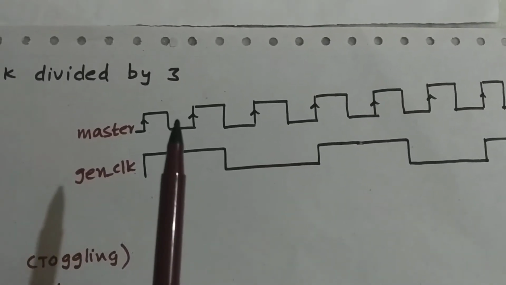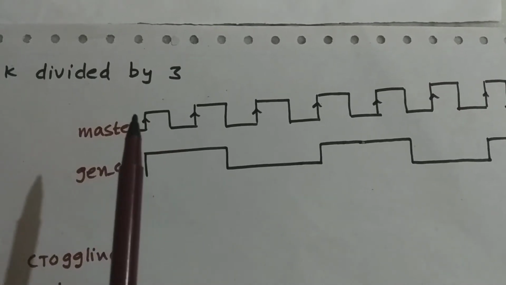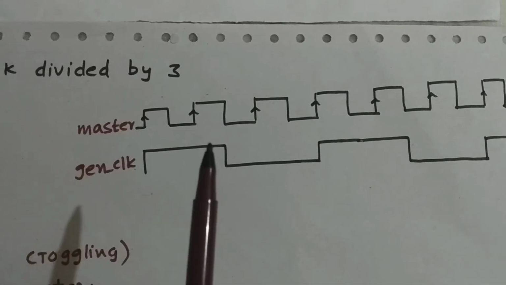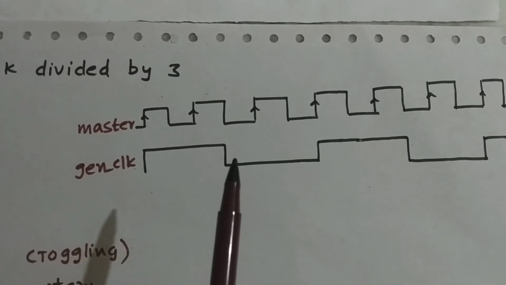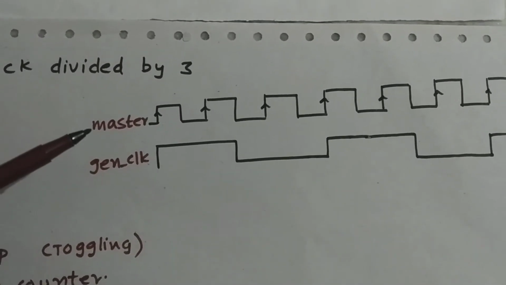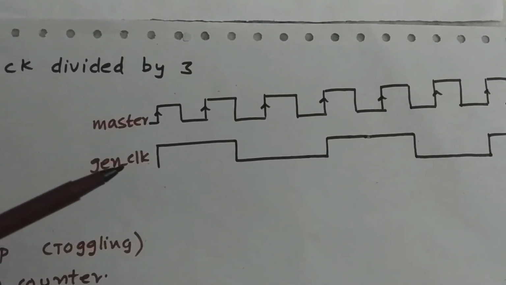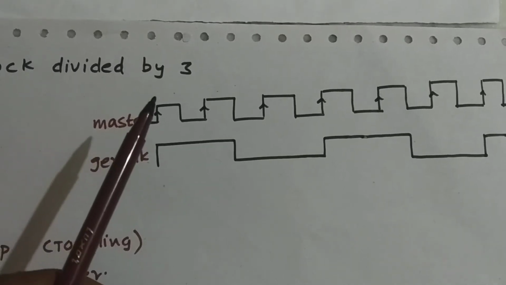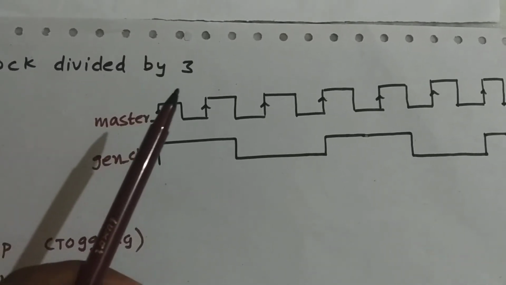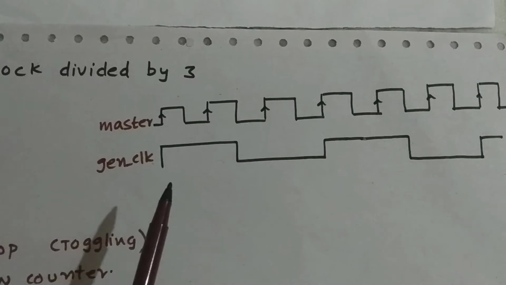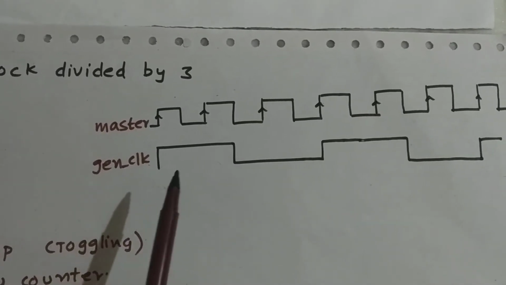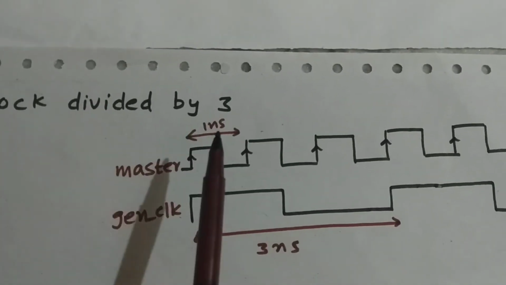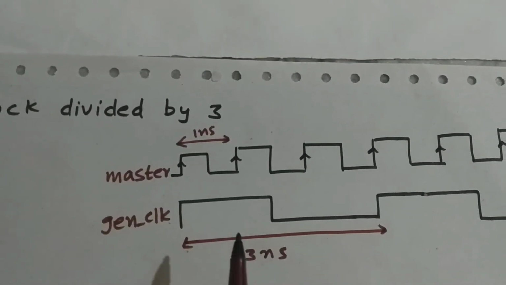So what happens here is the frequency of the master clock is divided by 3 and the time period is multiplied by 3 in the generated clock. So when we give this to a circuit, we are expecting this waveform as the output. So if the master clock time period is 1 nanosecond, the generated clock will be 3 nanoseconds. So it's 1 nanosecond, it's 3 nanoseconds.